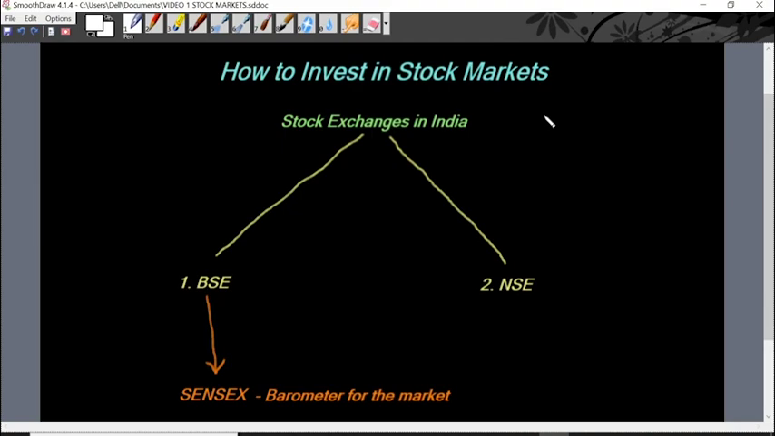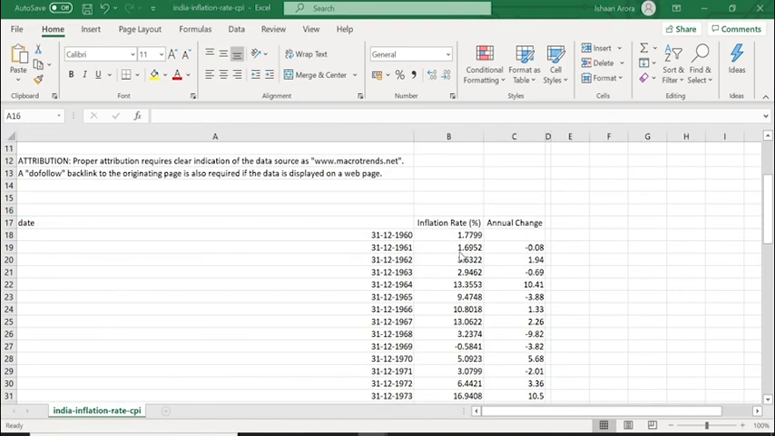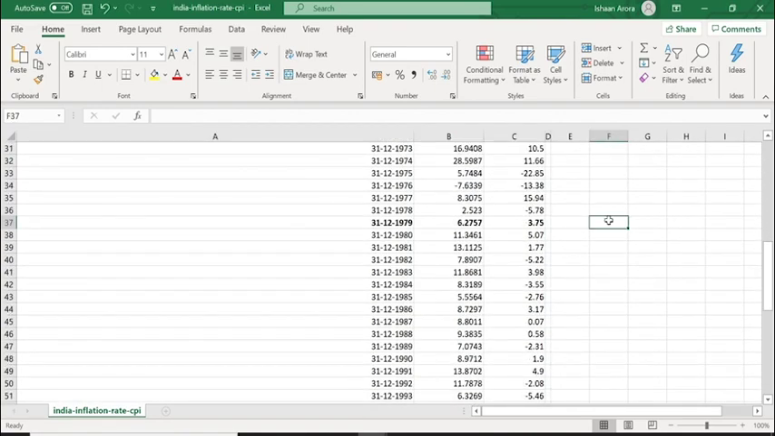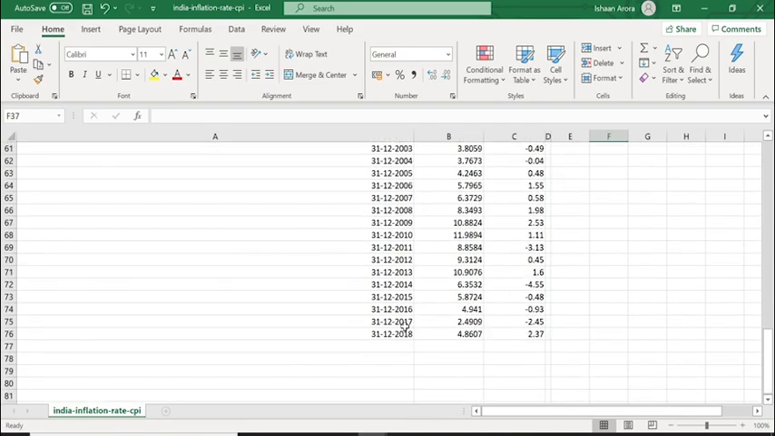Now let's move on to the more important part: to understand why we need to have these investment strategies in place. Why do we need a stock exchange? Why should we invest? So let's take a situation. This data has been taken from Macrotrends and it provides the inflation rate over the years. Let's calculate the average inflation rate since 1979, and we will explain later in the video why we have taken 1979. So the average inflation rate from 1979 to 2018 will be calculated here.